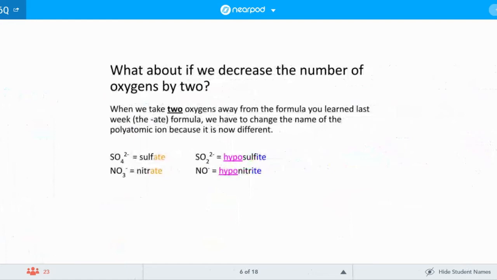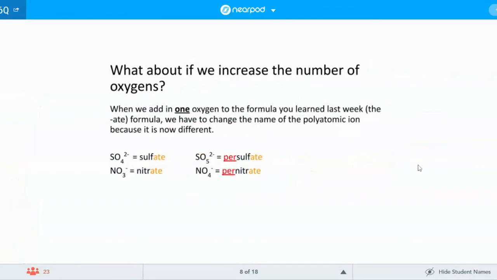So anytime we're losing oxygens, we're going to be looking at that ITE ending. It just depends on how many oxygens we've lost. Losing just 1, you just change the ending. If you lose 2, you have to change the ending and add in that prefix of hypo: hyposulfite, hyponitrite. So we've taken a look at what happens when we decrease the amount of oxygens by 1 or by 2.